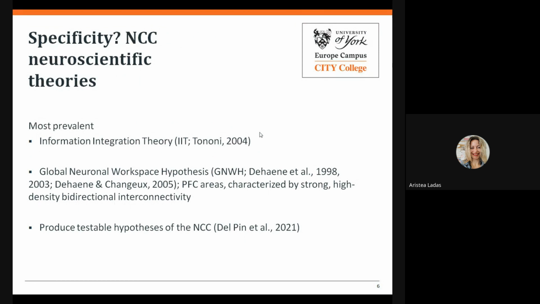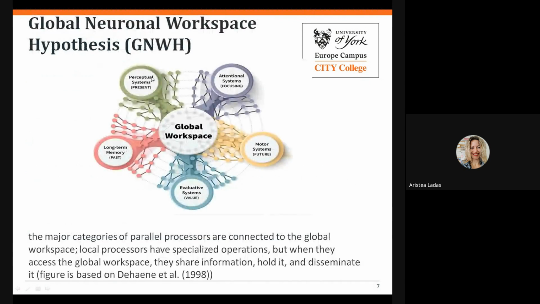Is there any specificity, though, of those neural networks? One of the most prevalent theories of consciousness is the information integration theory, and another one is the global neuronal workspace hypothesis, both of which have made wonderful and amazing efforts to produce testable hypotheses about the neural correlates of consciousness. Let me go through them pretty fast.